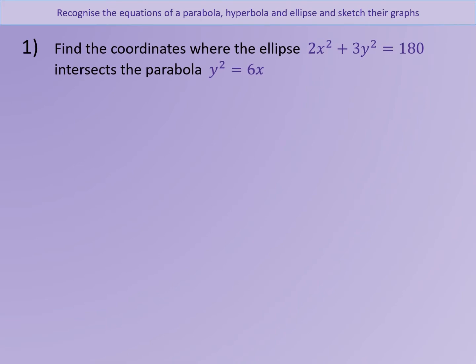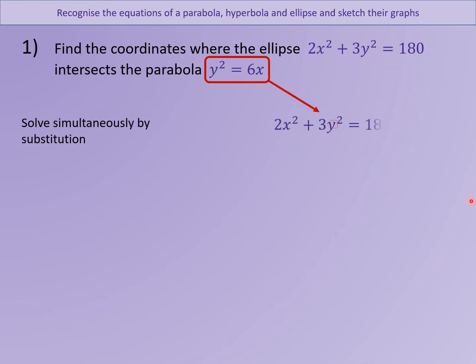First, we're going to find the coordinates where this ellipse intersects this parabola. We're going to use substitution for this, simultaneous equations. There are several ways this could be done, but the easiest way is probably to use the fact that we have y squared here and we also have y squared here. So we're going to substitute 6x in for y squared in the ellipse equation.